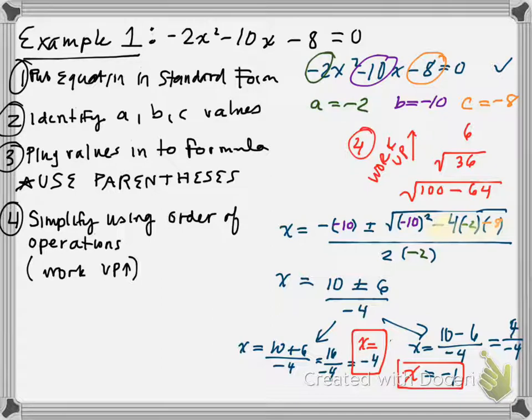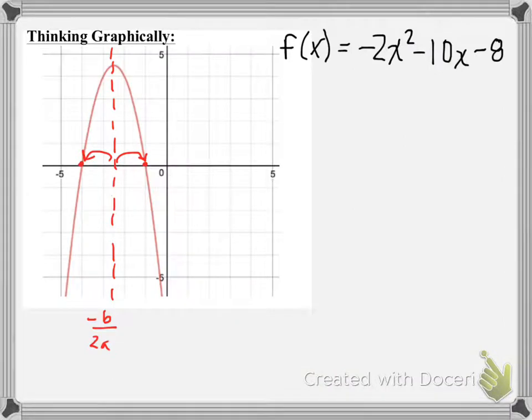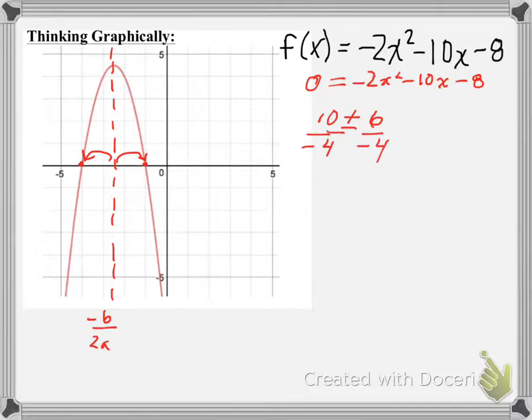Now, before we move on to the next example, I want to bring these solutions back to thinking graphically, because this is actually the graph of the function negative 2x squared minus 10x minus 8. And we just solved the equation 0 equals negative 2x squared minus 10x minus 8. Once we plugged into the formula, we saw we had 10 plus or minus 6 all over negative 4. Now I'm going to specifically split that negative 4 for a moment while we think about this graphically. So we have 10 over negative 4 plus or minus 6 over negative 4.